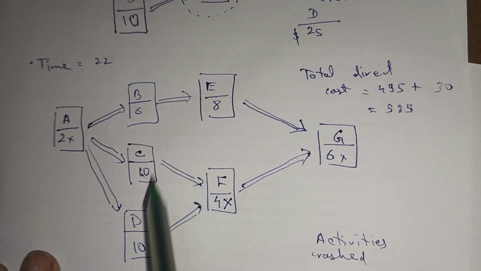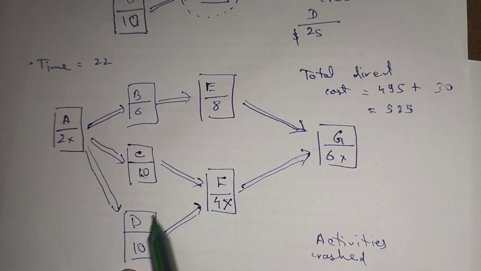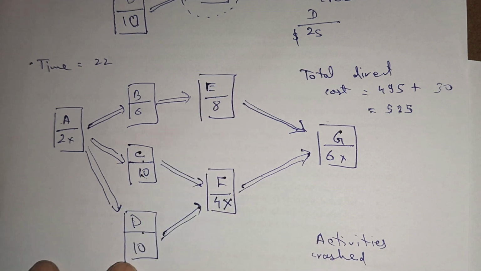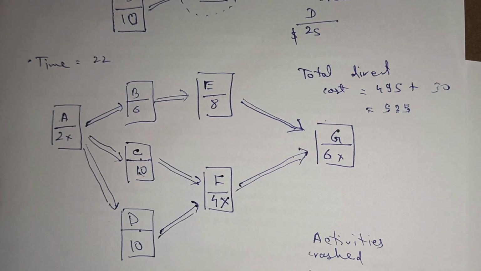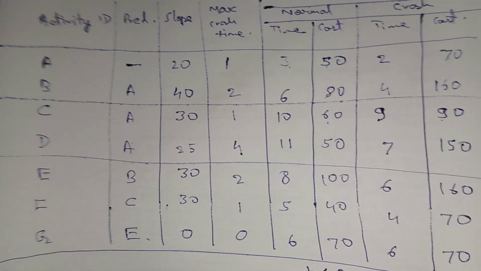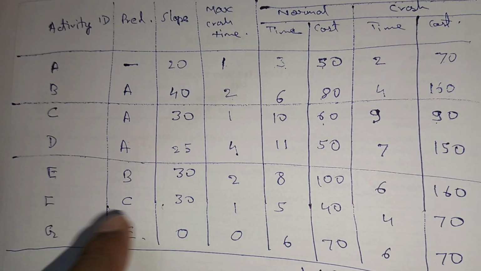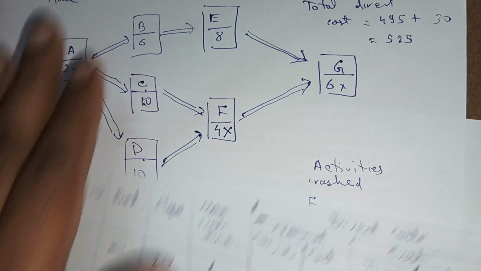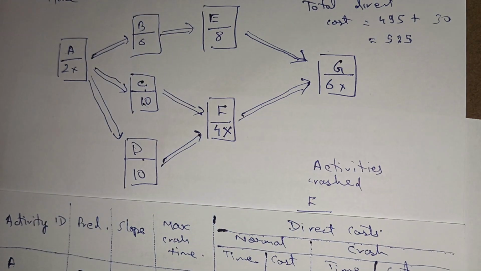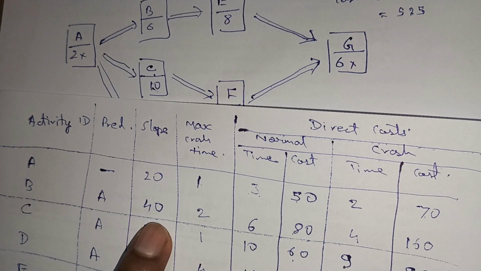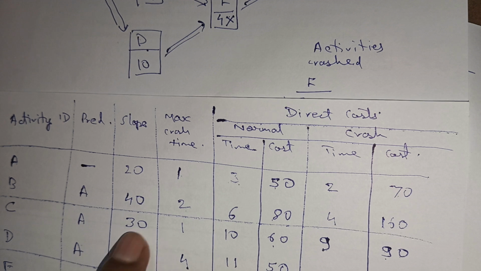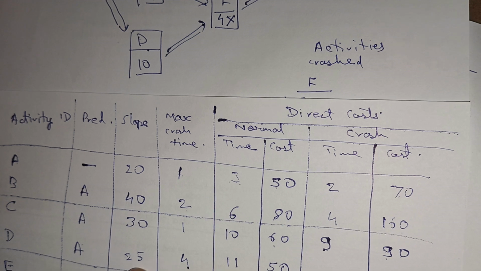Okay, what we have to do is crash D, we have to crash C, and out of B and E something has to be crashed. So again let's go back to our table. Okay, so what are the activities that we need to check? You have to check for B, which is $40, pretty costly. Okay, B is $40. E is 30. Okay, then C is 30, and then D is 25.